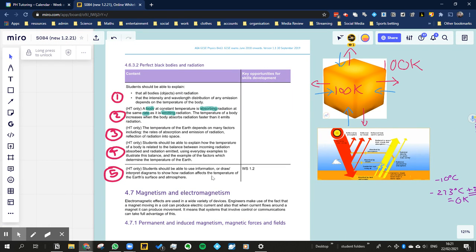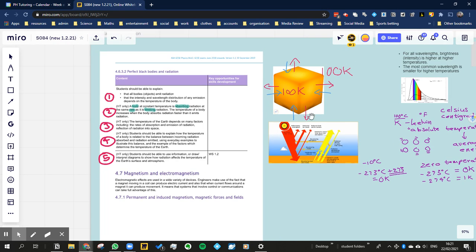Information on how radiation affects the temperature of the body. It's this first point here. The intensity and wavelength distribution of any emission depends on the temperature of the body. So obviously, if something's hotter, it's going to be emitting more radiation. I was talking about heat in general there, but now we're talking about radiation specifically, in other words, electromagnetic radiation.